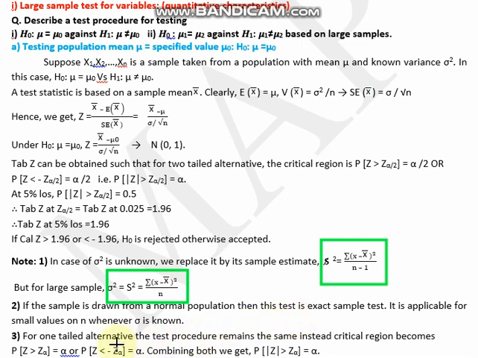And for one-tailed alternative, the test procedure remains the same; only we have to change the critical region. So instead of alpha by 2, we have to take alpha in this case. So this is the procedure of testing the population mean mu equal to some specified value mu naught.